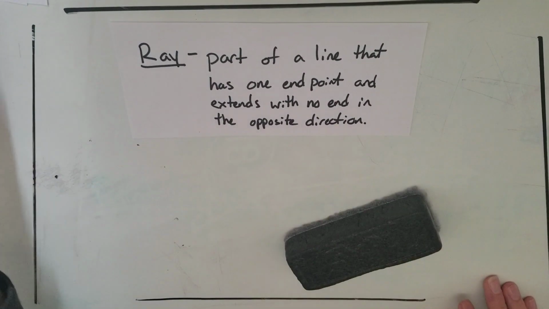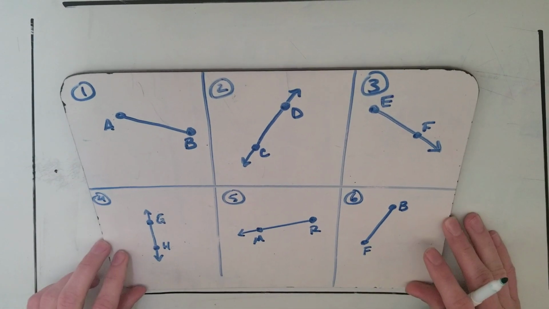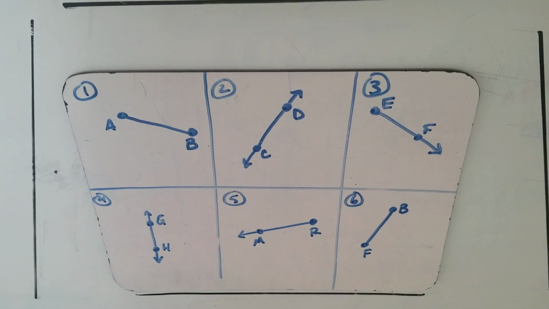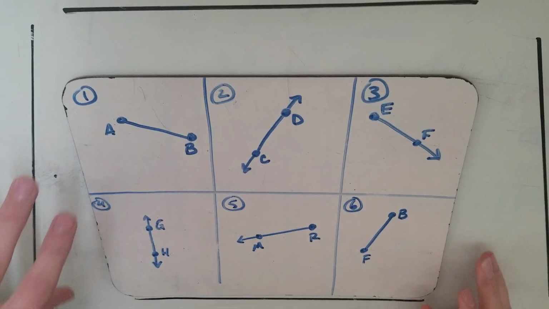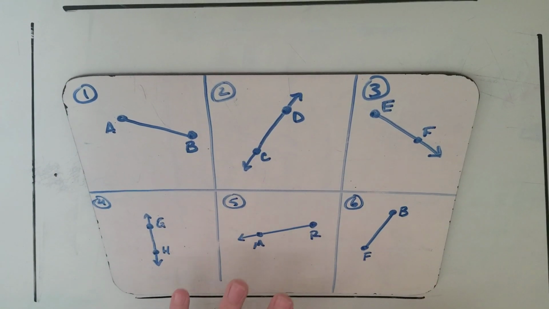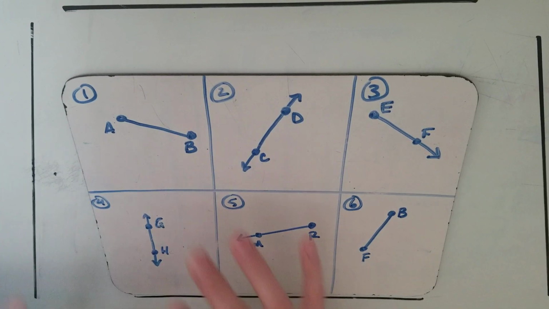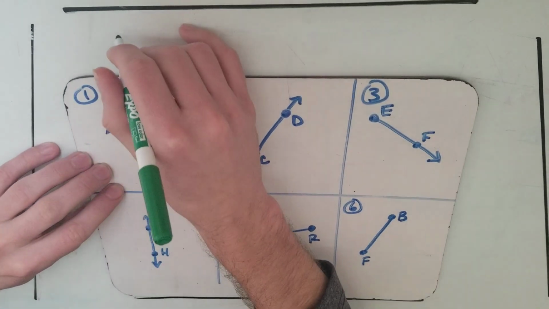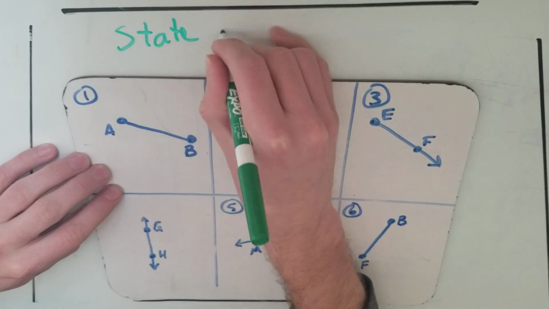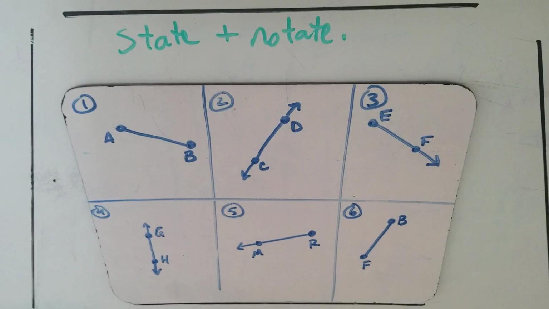So we're going to do some examples just to become familiar with them. The first ones we're going to do, pull these over, we have 6 examples here. What we're going to do for these is we have lines, rays, and line segments here. We're going to state what they are, and then we're going to properly notate. So we'll say state and notate. So start with number 1.